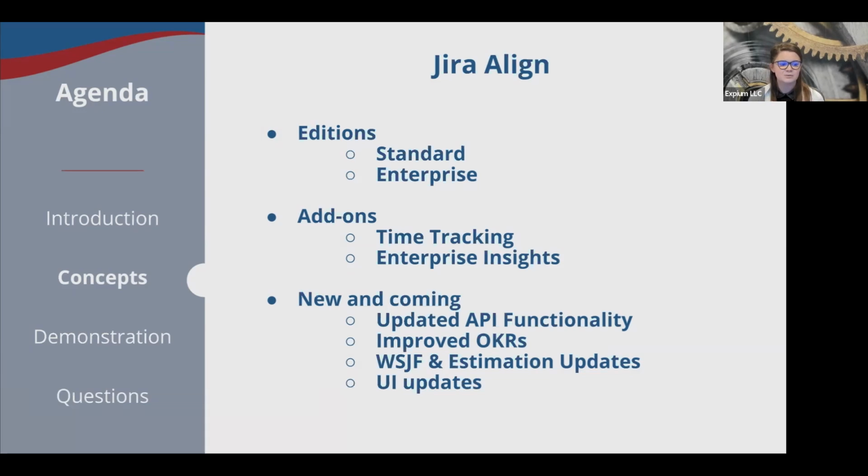They've also updated WSJF and estimation. WSJF, or weighted shortest job first, is now the prioritization model within Jira Align, and there are just some small updates to estimation conversions. And we are expecting some UI updates, is what we're getting from Atlassian. We should be seeing some UI updates this year as well.